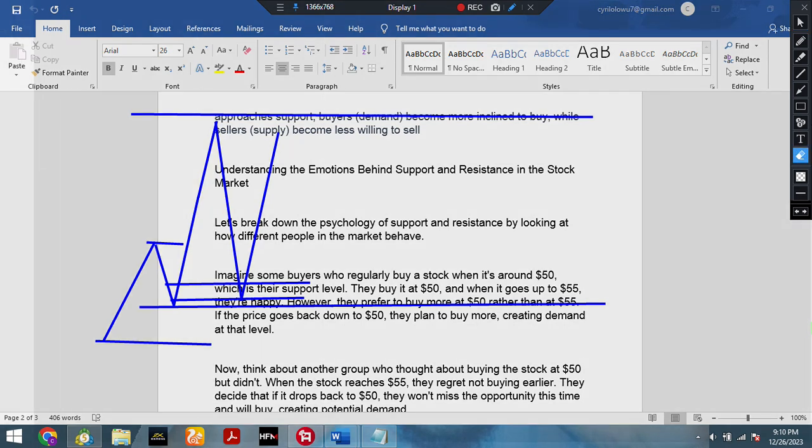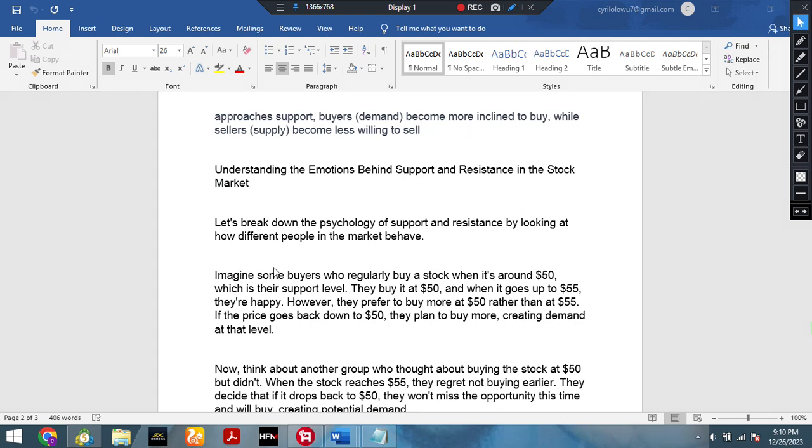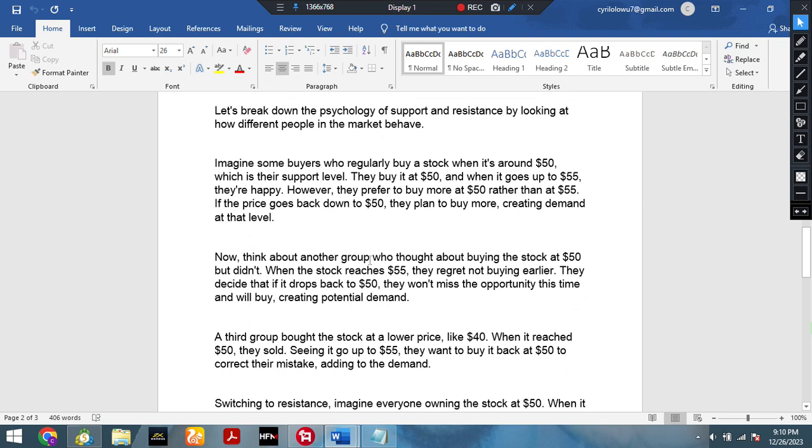So let's continue with our chart. Then number two, he said, now let's think about another group who thought about buying the stock at $50, but they didn't buy it because price has not given them the direction. When the stock reaches $55, they regret not buying earlier, right? Maybe the first people that bought early are very smart, they have confirmations put together to give them that quick entry. But these people don't have that confirmation, so they are in the group of people waiting for price to come to that zone next time.